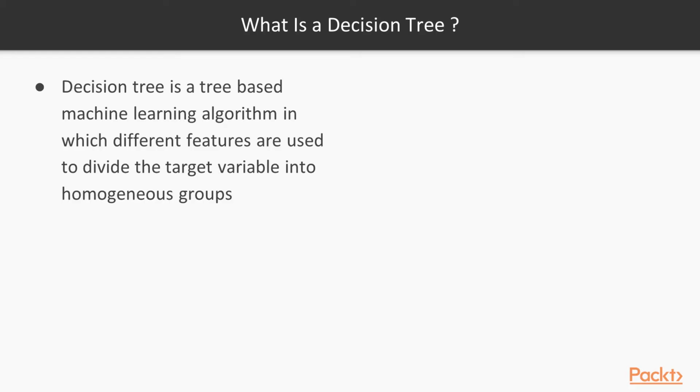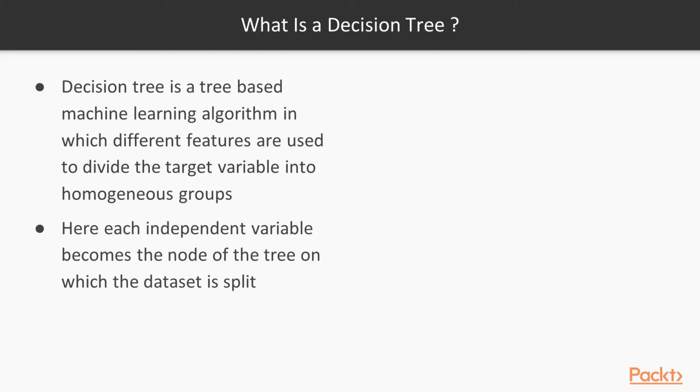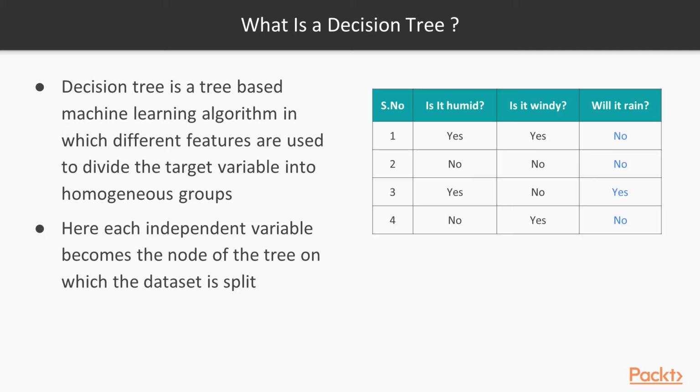A decision tree is a tree-based machine learning algorithm in which different features are used to divide the dataset into homogeneous groups. Here each independent variable becomes a node of the tree on which the dataset is split. The final goal is to create homogeneous splits such that each split can give us our final target variable. So let's take an example to understand this.